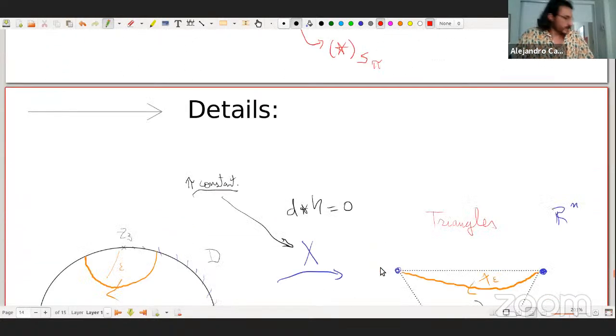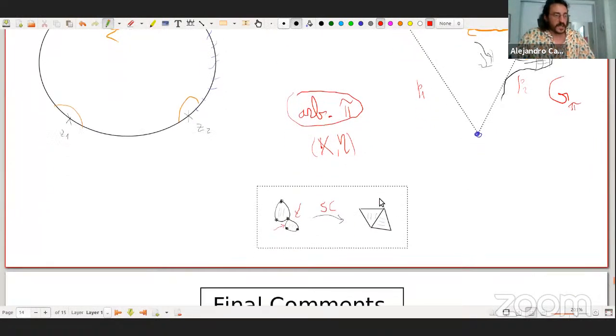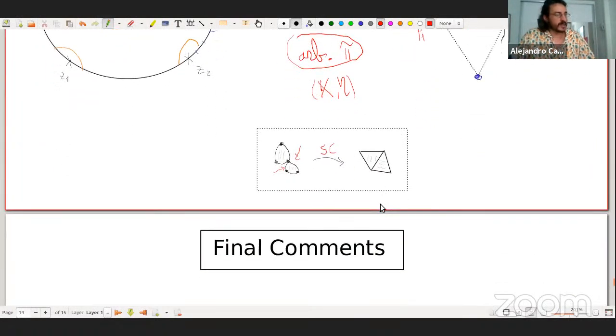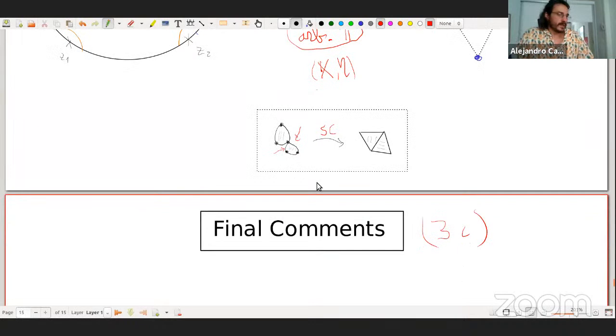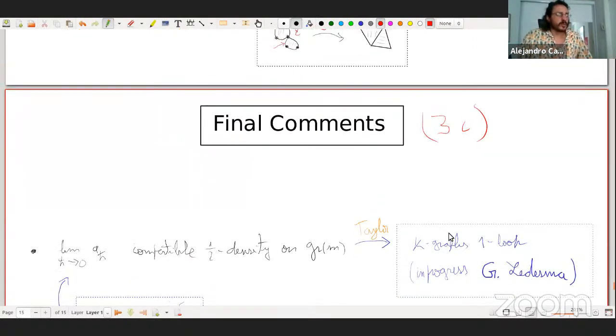Okay, so this ends the main part. In the 4 minutes that I have, I just want to make three final comments. The first comment is about what happens to other Kontsevich graphs. I talked about the trees, but what happens with the loop graphs?